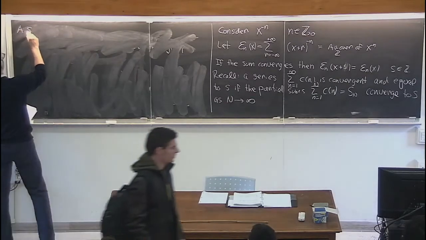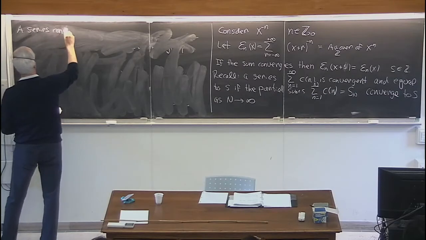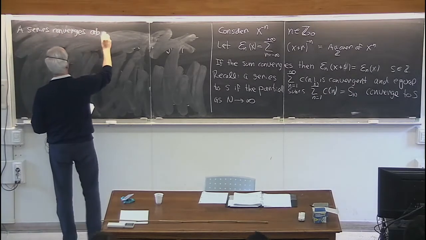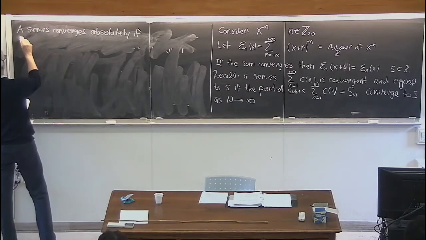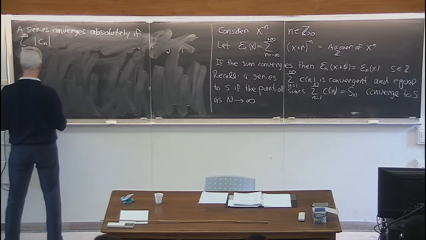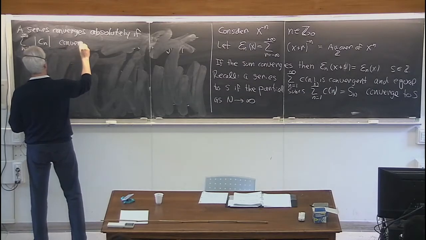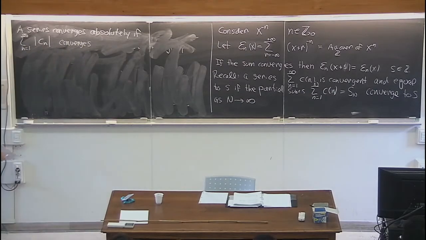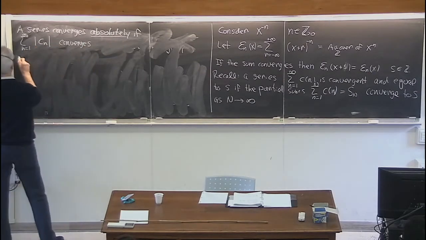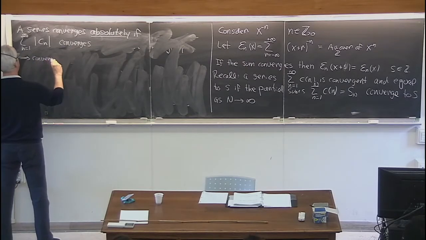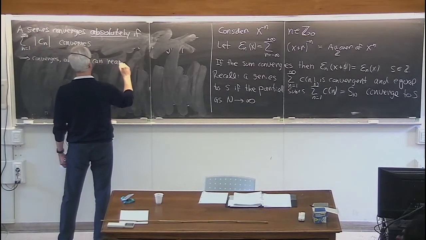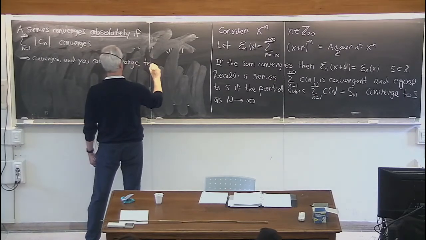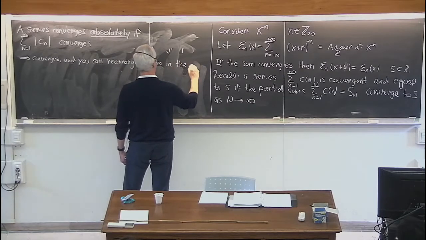And we say that a series converges absolutely if the sum of the absolute magnitudes of the coefficients converges. So when a series converges absolutely, that certainly implies that it converges. And it also implies that you can rearrange terms in the sum without changing the sum.